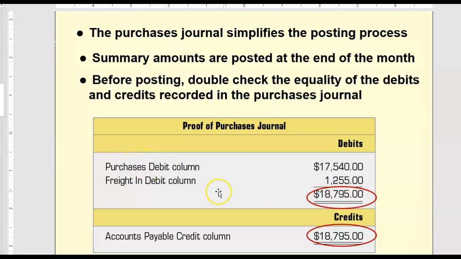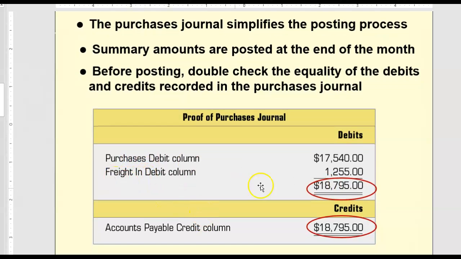Okay, so this simplifies the posting. Making sure, and this is really important, that your accounts payable equals the addition of all your purchases plus all your freight. Your debits equal your credits. All of our payables are credits. They're all liabilities. And these are considered part of cost of goods sold, which is an expense. So they are debits.